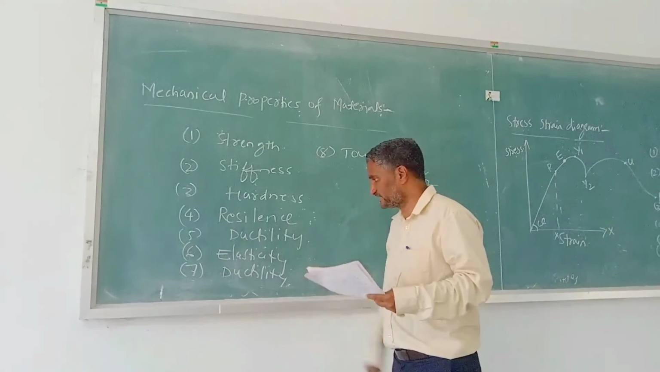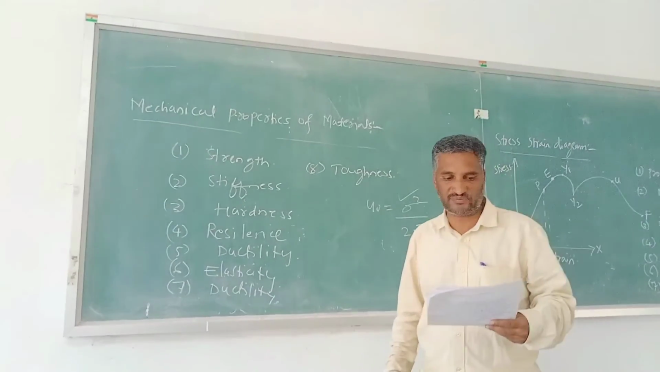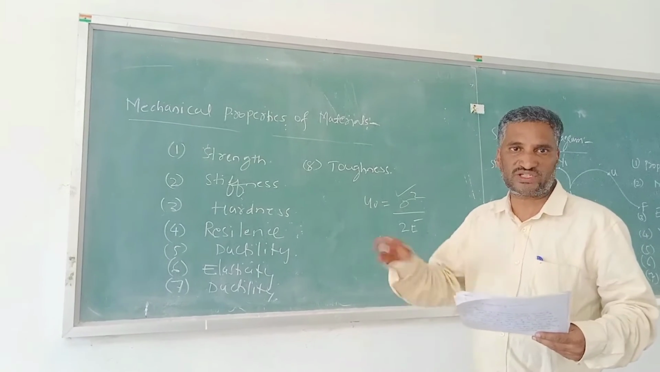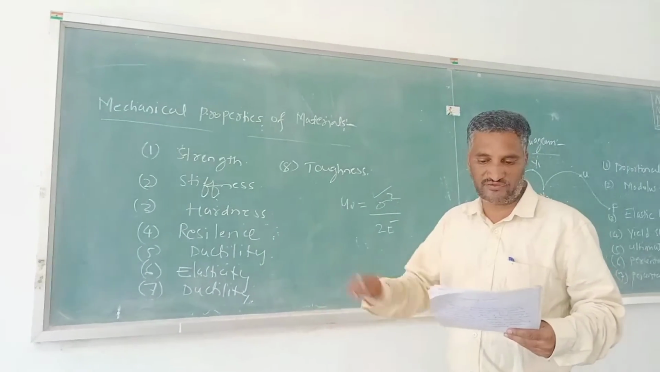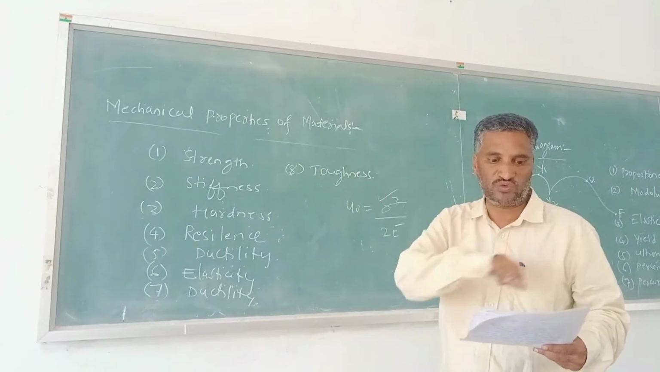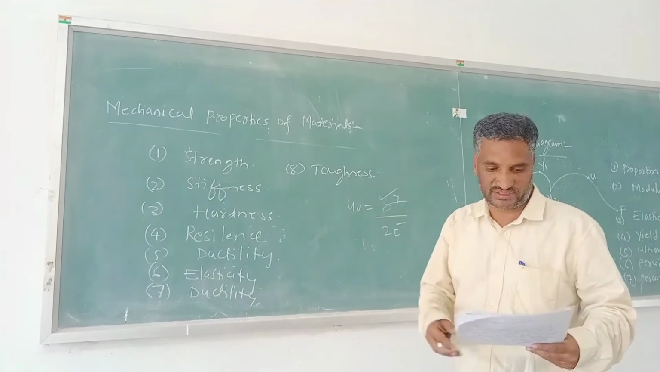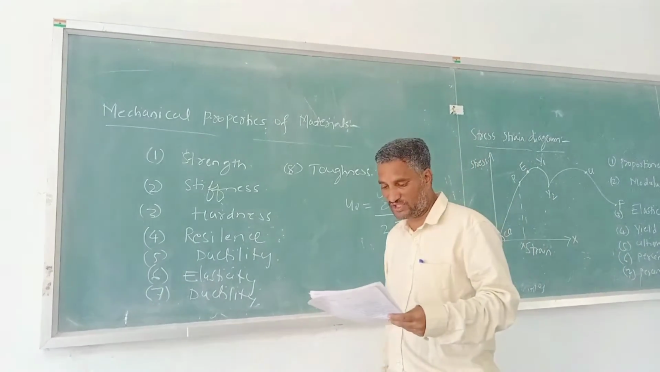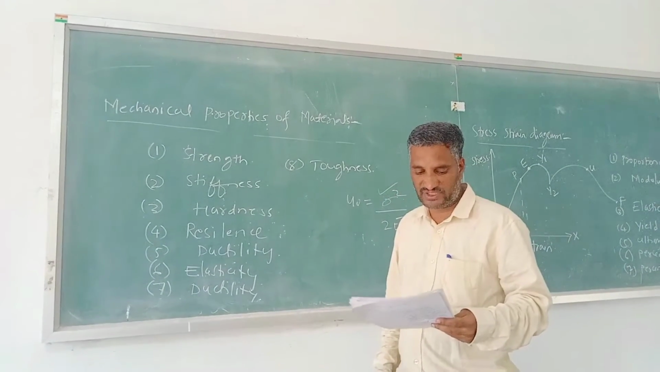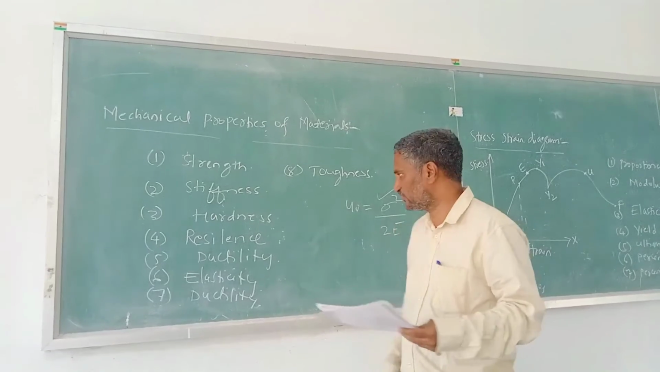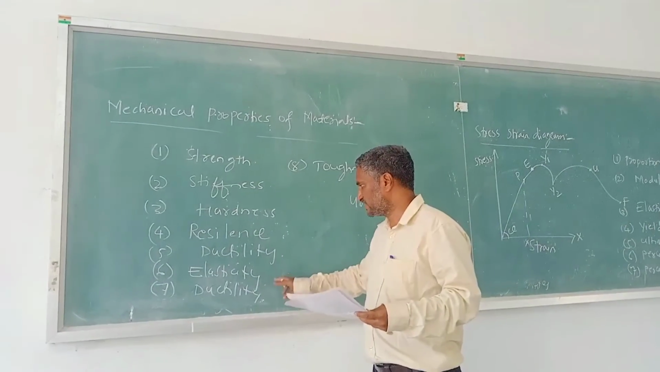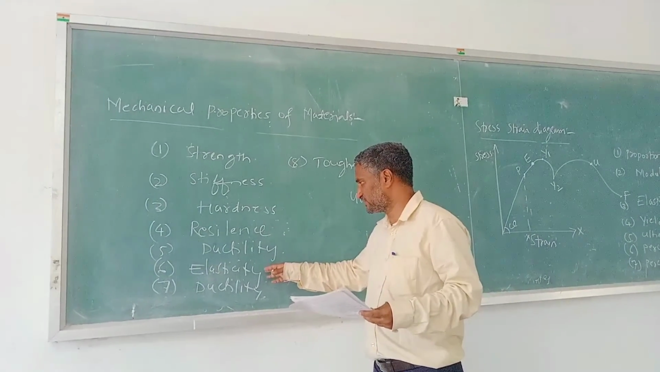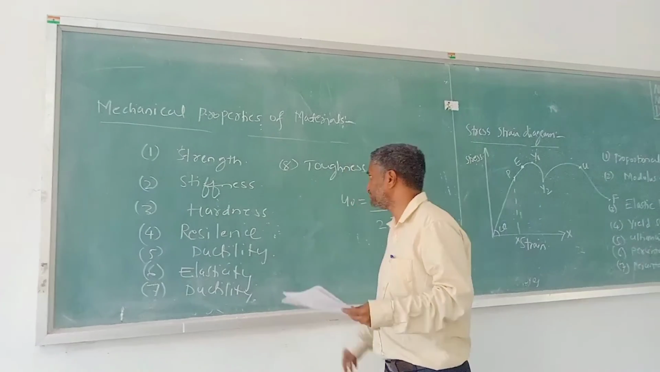Next we have elasticity. Very simple: elasticity is the property of a material to regain its original shape after deformation when the load is removed. When you remove the load, it will come to its original state. The degree of elasticity varies from metal to metal. The amount of elastic deformation the metal undergoes is very small. You can take rubber materials as an example, and also glass and steel.